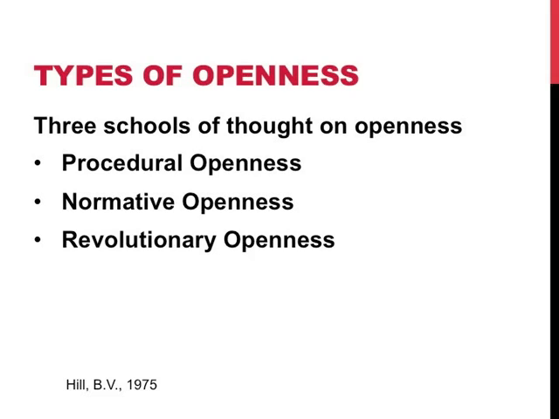So I was very lucky to find in that same book, Philosophy of Open Education, something from Brian Hill, who I've actually been lucky enough to go back and forth with. He made these distinctions between the types of openness and the intent of openness. So there's procedural, normative, and revolutionary.